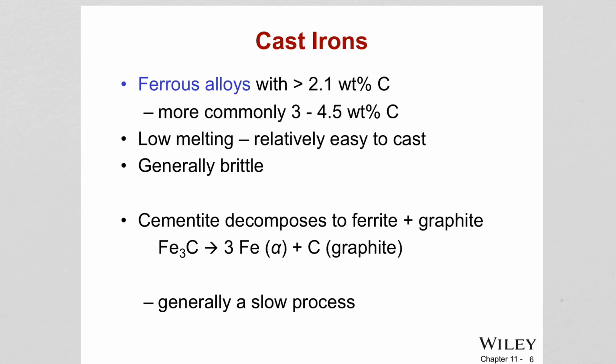So when it comes to cast irons, what is the difference between cast iron and steels? Usually you will see that they will tell you cast irons are ferrous alloys that have a carbon content higher than 2.1%. This is more commonly 3 to 4.5%. And these materials are easy to cast, and they have a low melting point, and they are generally brittle. Since these materials are easily melted, they are suitable for casting.